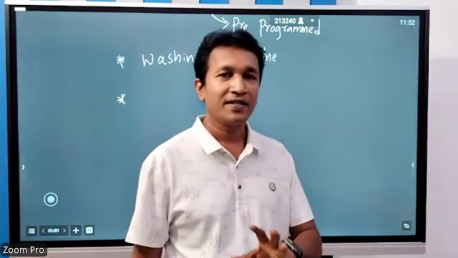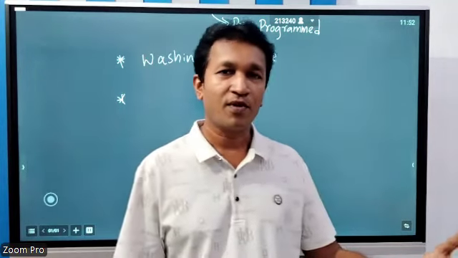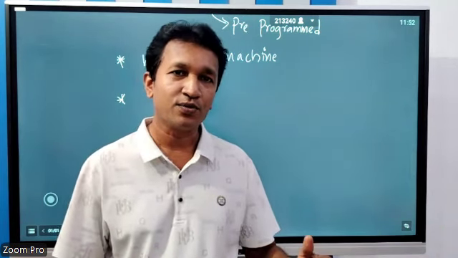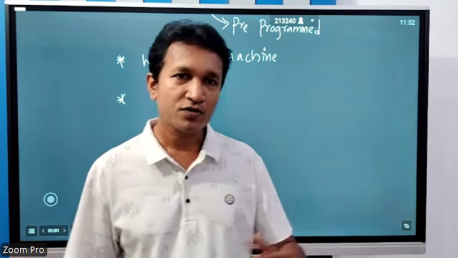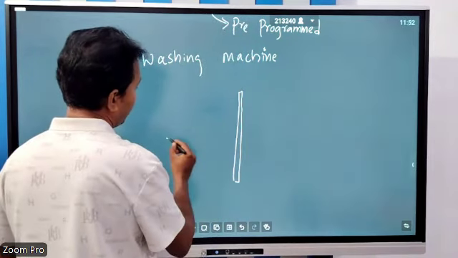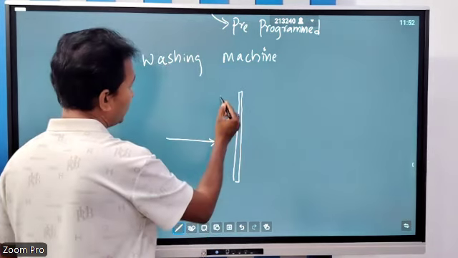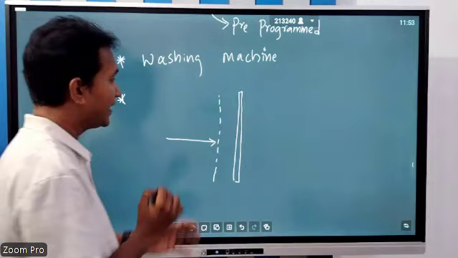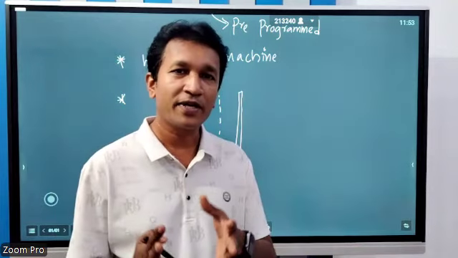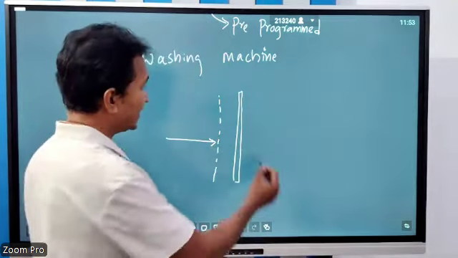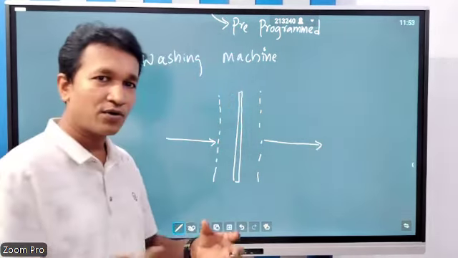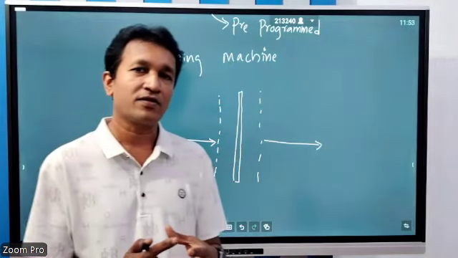So another example. When you go to some shopping mall or supermarket, there is a sliding glass door. When someone comes close to that door, right? It will automatically open that door. When that person is away from the door, it will automatically close, right?